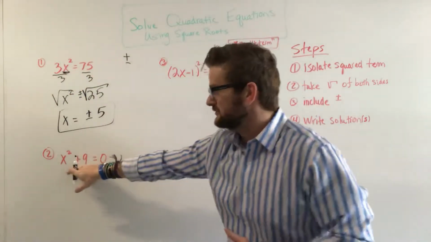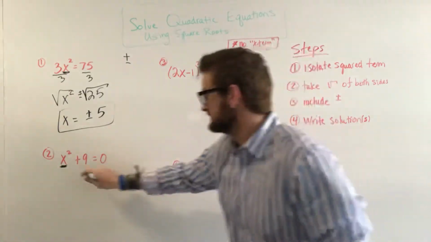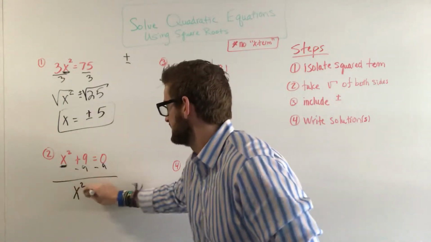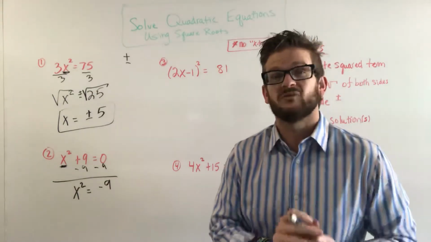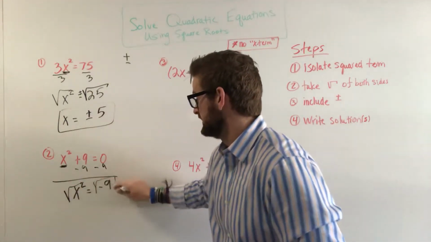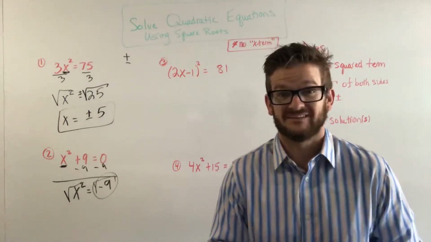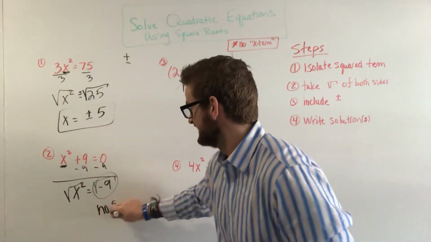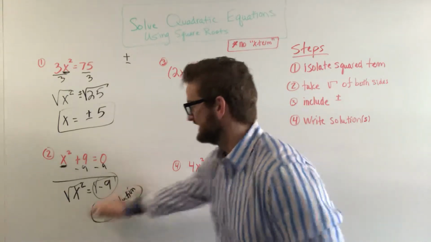Looking at example number 2, looking to isolate what's being squared, the x squared is being squared, so we're going to subtract 9 from both sides. Now, when we take square roots, we can only take square roots of positive numbers. So our next step would be square root both sides. Square root of negative 9. Nothing squared is going to give negative 9. So this one would be no solution. We cannot take the square root of a negative number.